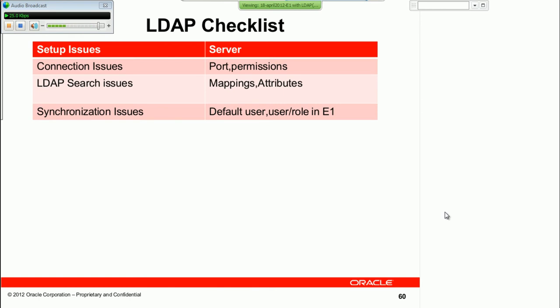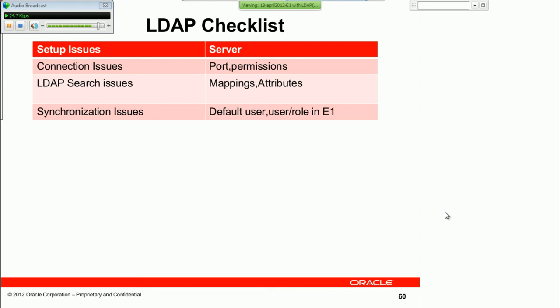Thank you, James. Okay, so when there's an issue with EnterpriseOne talking to LDAP, usually it happens at three different points. There's a problem connecting to LDAP, and usually there's a problem with the port you have set up for the LDAP server or the permissions.